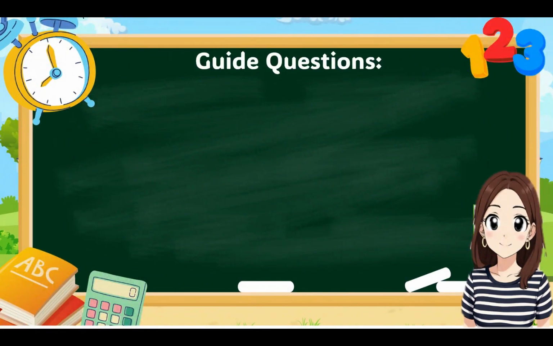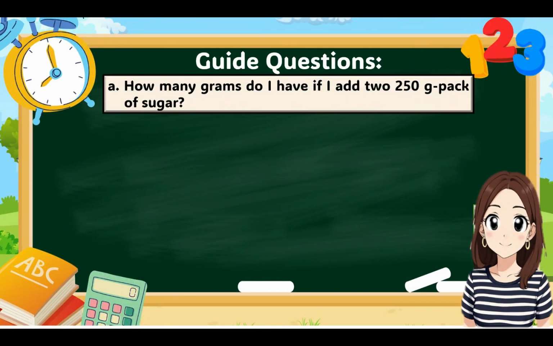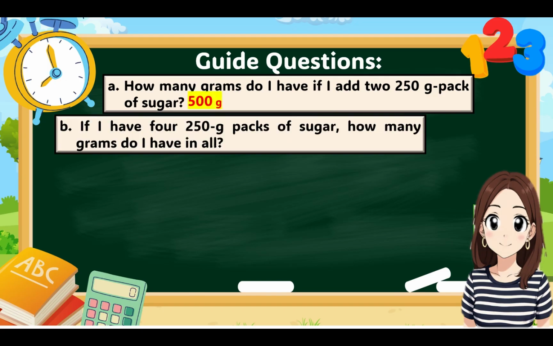Now for our next activity, notice that there are 250 grams brown sugar on screen. Now for our guide questions, how many grams do I have if I add 250 grams pack of sugar? 250 plus 250 grams equals 500 grams. Now letter B, if I have four 250 grams packs of sugar, how many grams do I have in all? So that will give us 1,000 grams.